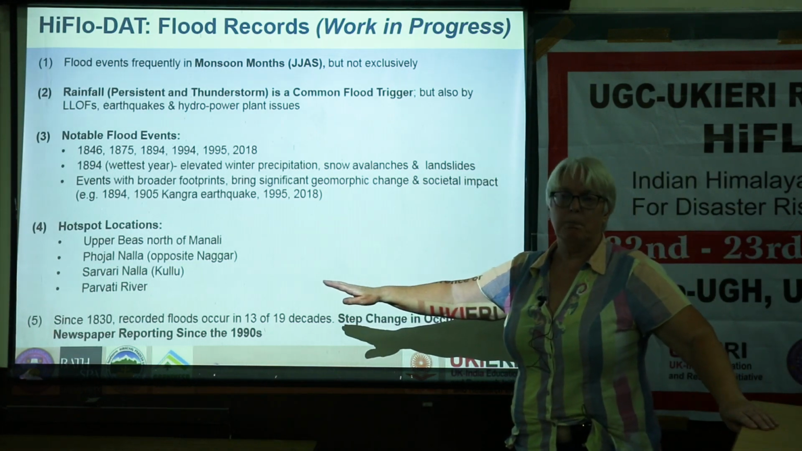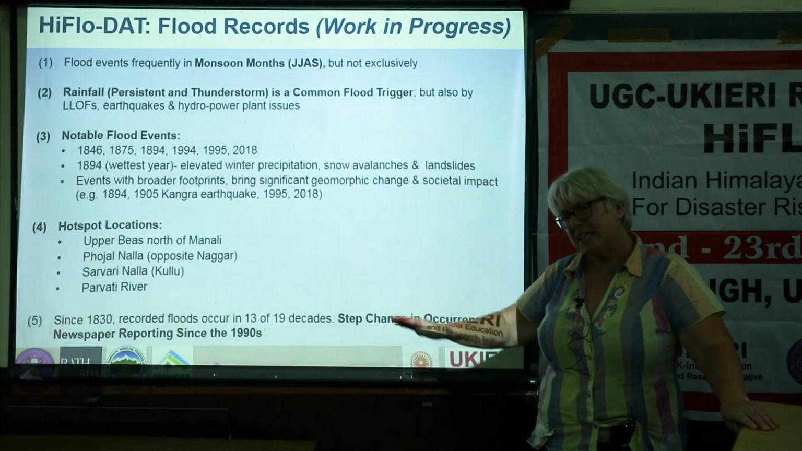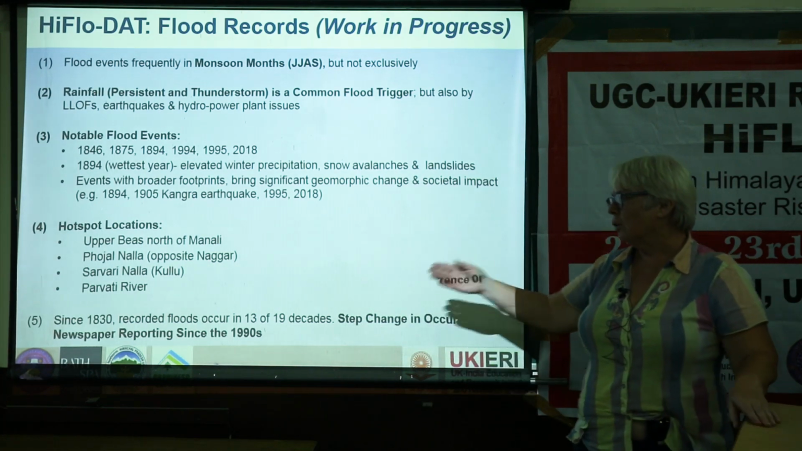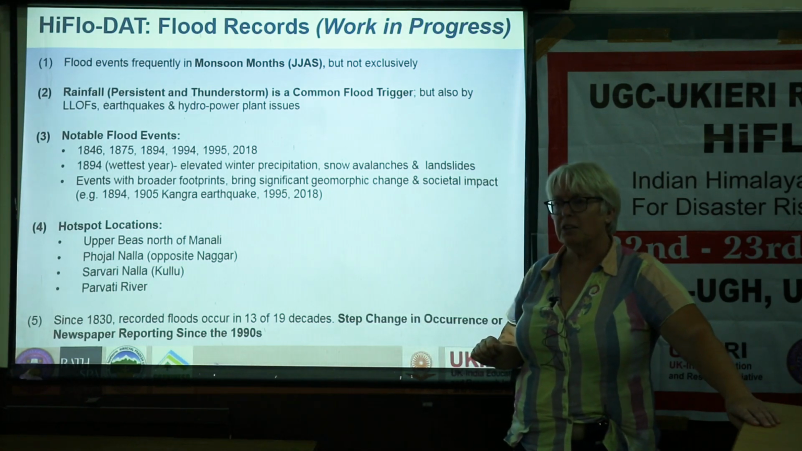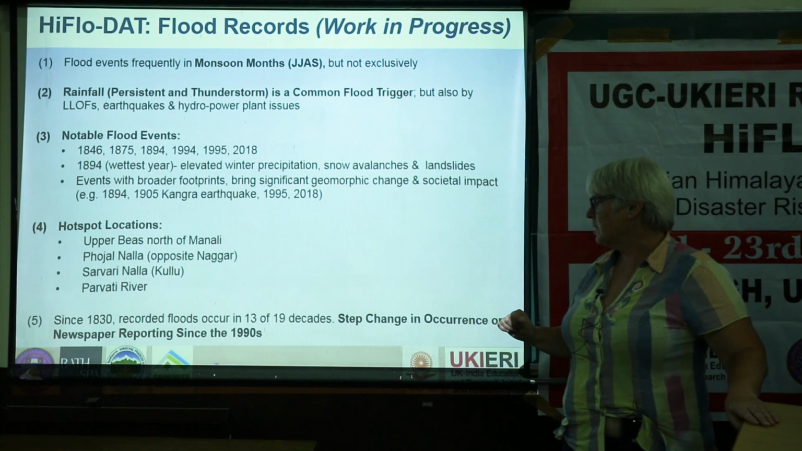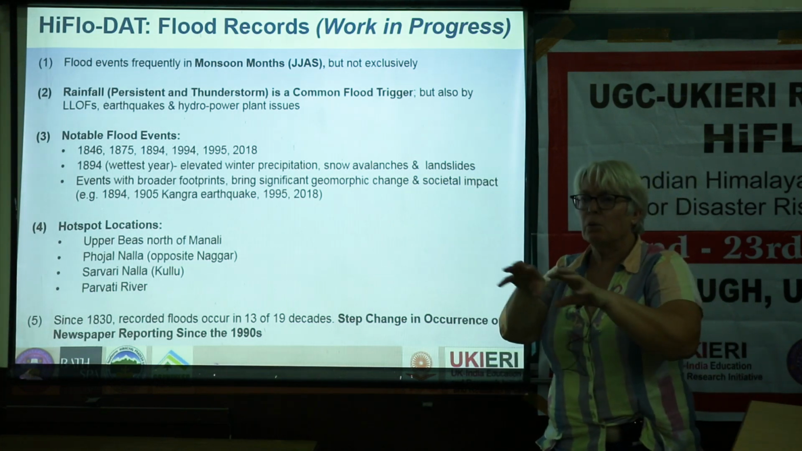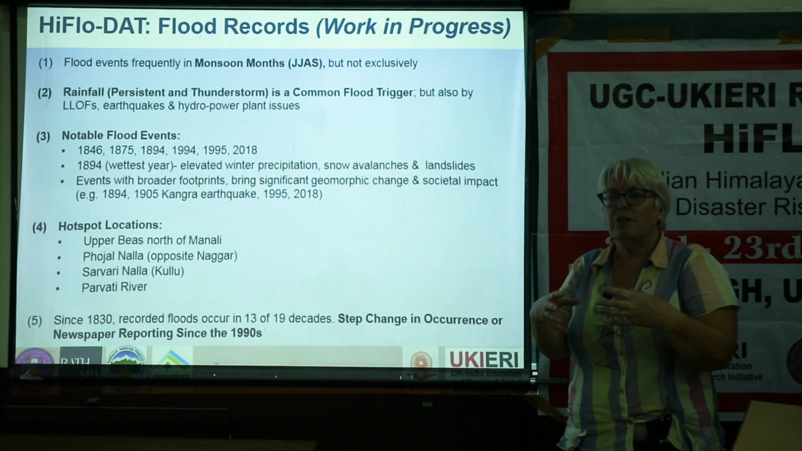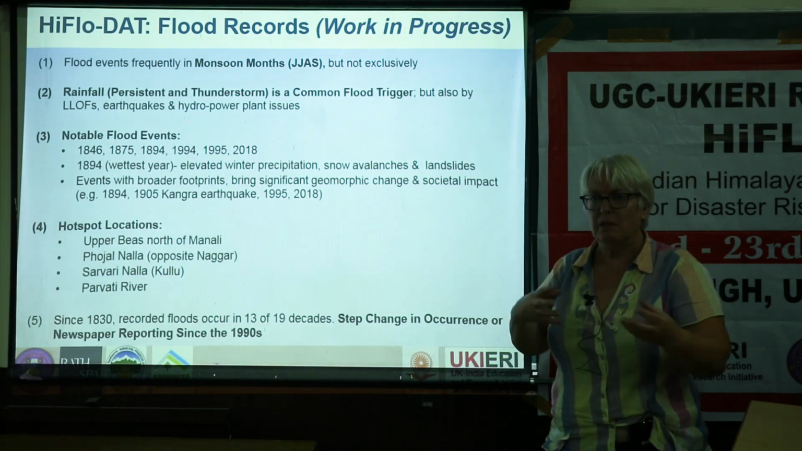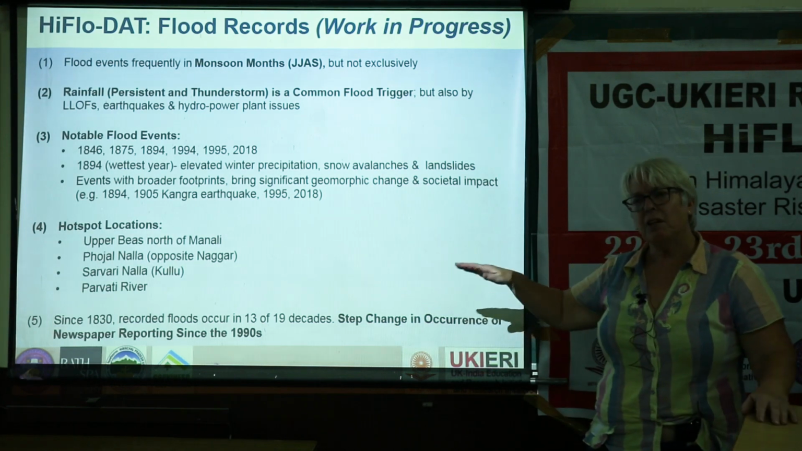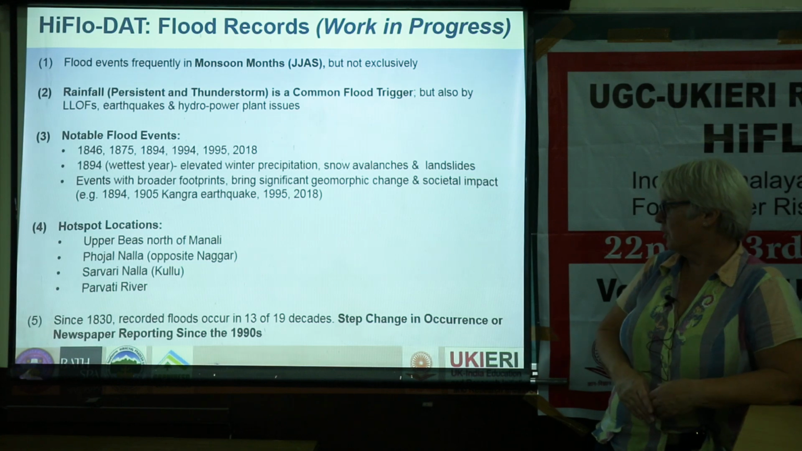Since 1830, and this is a partial analysis, recorded floods have occurred in 13 of 19 decades. And as geographers, we like to classify our work like this. It gives us an idea of the magnitude and the frequency of such events. So in 13 out of 19 decades, we've found evidence of flooding.